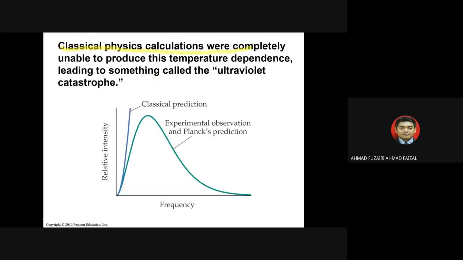Classical physics calculation were completely unable to produce this temperature dependence, leading to something called ultraviolet catastrophe. So this is what I mentioned earlier, that the classical physics predict this graph, but experimentally, this is what you got. So only quantum mechanics can explain this behavior or this observation.